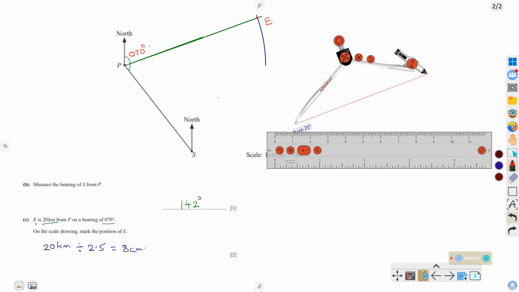So we have marked the point E, the position of E from P, the bearing is 070 degrees, and how much distance is it? It is 20 kilometers. So on the scale drawing it is 8 centimeters. So this is the way you'll do these kinds of questions.